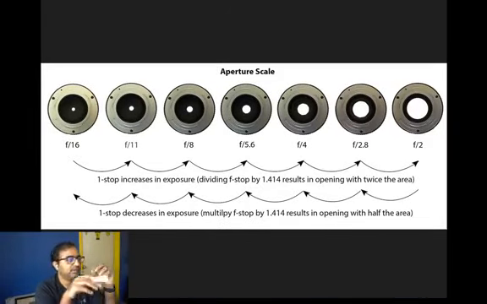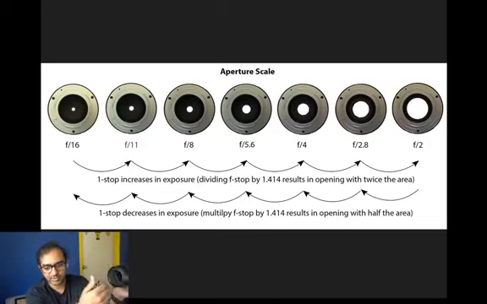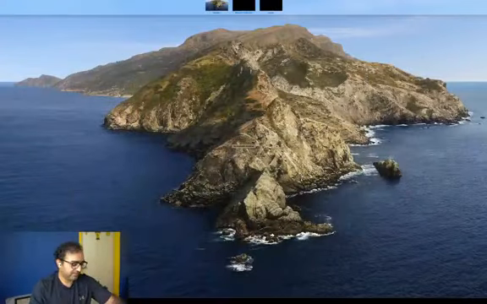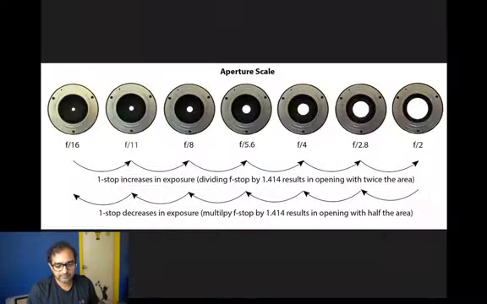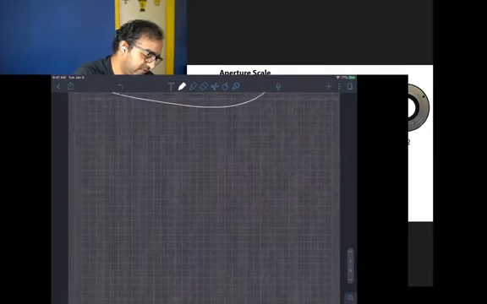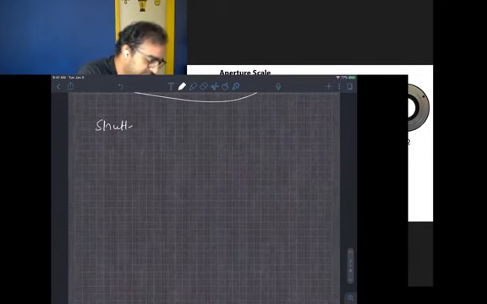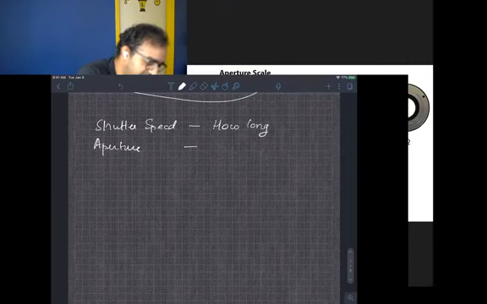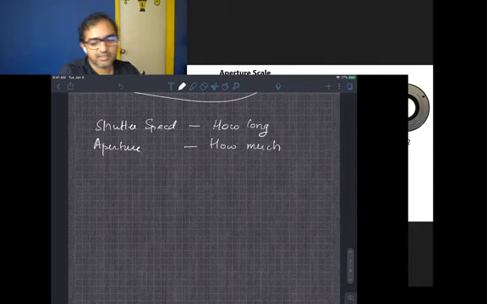So aperture is basically, very simply, how much light you're letting into the camera. So shutter speed was how long. Let me just write that down. So shutter speed was how long. Aperture is how much, right? So aperture talks about how much light you're letting into the sensor.